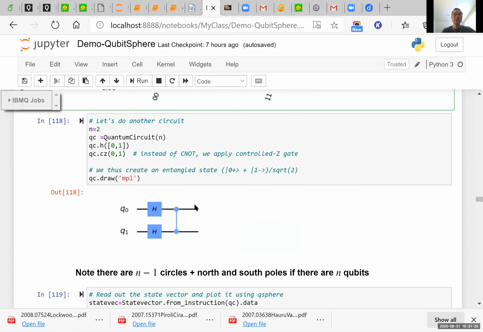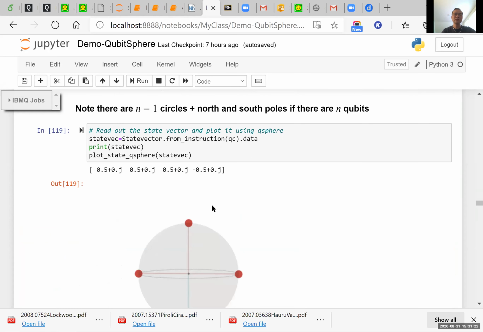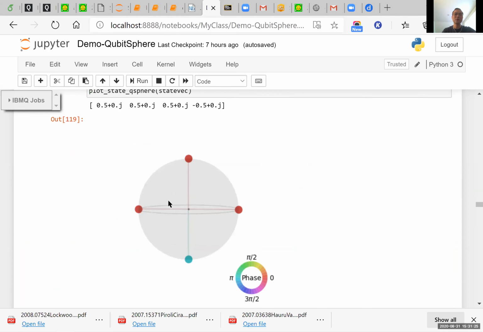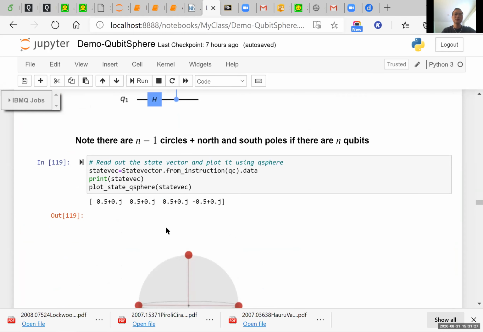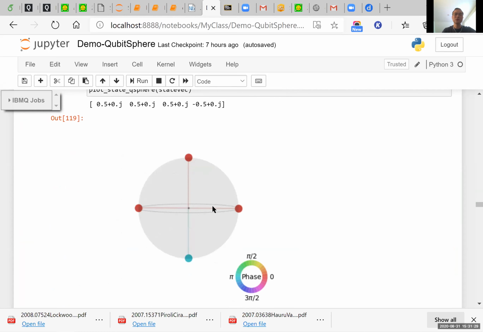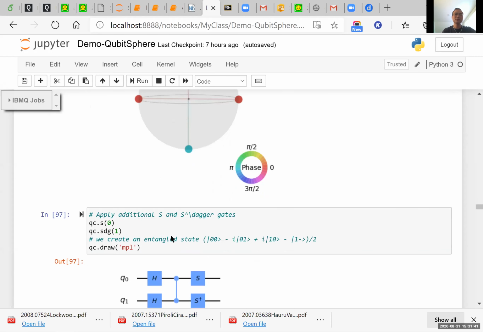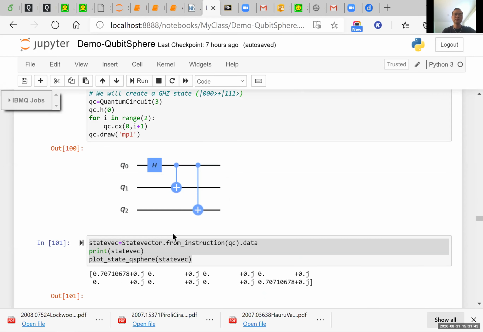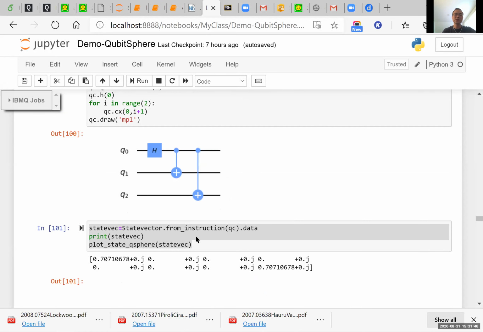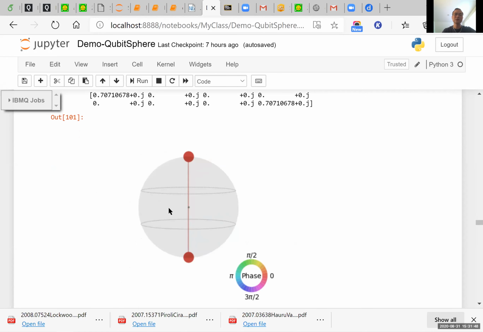I'm not going through all the circuits, but just to show you that if you have more than one qubit, like this 2 qubit case, you know it's 2 qubit because there is a circle and there are also north and south poles. If you have 3 qubits, this is a 3 qubit circuit, you will have 2 circles. So basically the number of circles is the number of qubits minus 1.